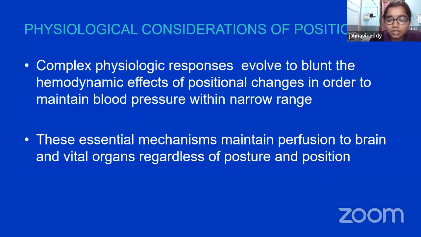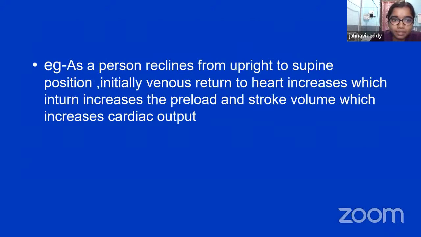There are complex physiological mechanisms involved in our body to maintain our hemodynamic status as narrow as possible, maintaining the blood pressure and everything in a narrow range without much fluctuations. These essential mechanisms are maintained to perfuse the vital organs such as brain, heart, kidney, etc.